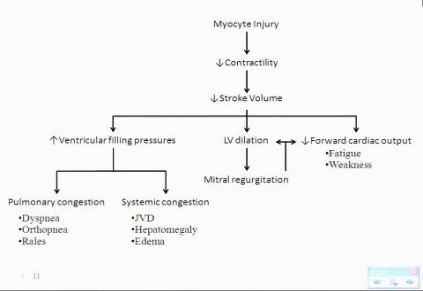What you see with myocyte injury, you see decreased contractility, eventual decrease in stroke volume. This leads to an increase in filling pressures, which increases pulmonary congestion and systemic congestion. So these people develop dyspnea, orthopnea, rales. The systemic congestion, they get JVD, hepatomegaly, and edema, of course, from right-sided heart failure.